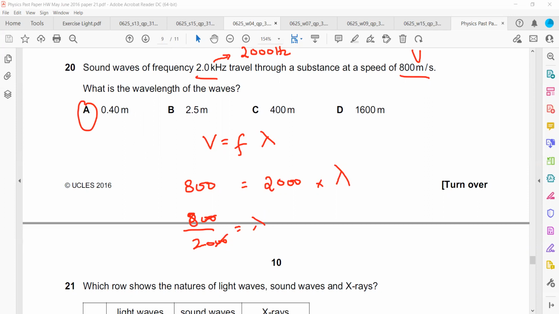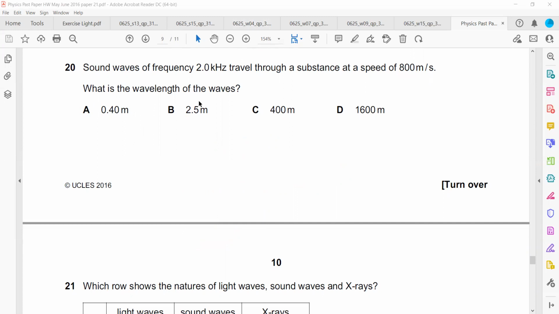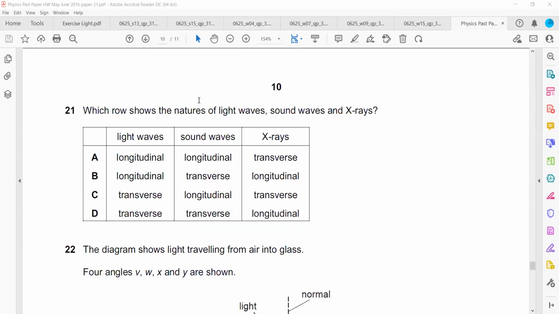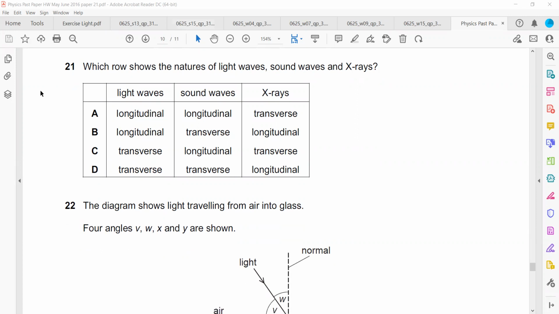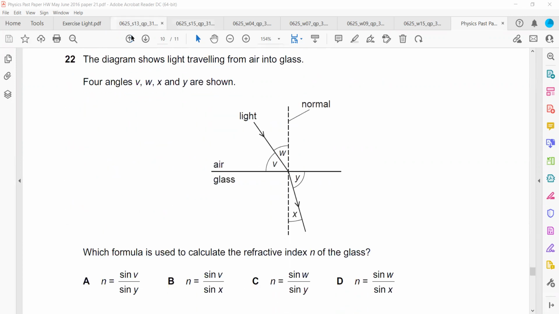So remember, whenever any kind of wave is there, the formula which relates speed, frequency and wavelength is V equals F lambda. Which row shows the nature of light? As we discussed, sound waves are only longitudinal, and a wave in a compressed spring is longitudinal. Rest all of them are transverse. So light waves are transverse in nature, sound waves longitudinal, and X-rays also transverse. So C will be the right answer. So you have to learn these examples. Just remember the longitudinal examples and all the rest will be transverse.